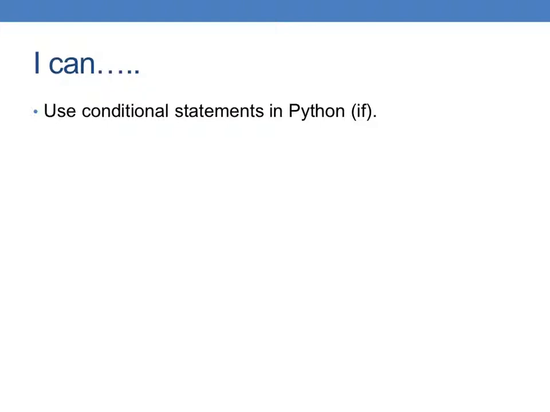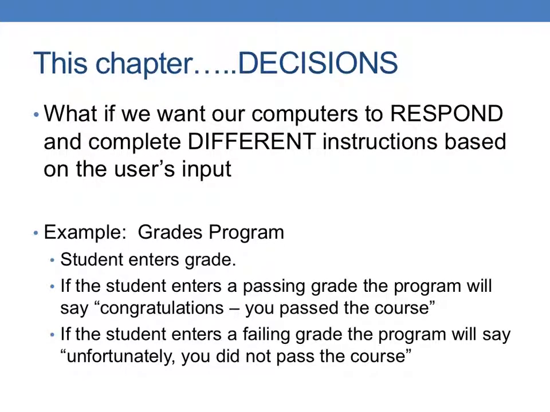So our goal by the end of lesson 2 is that you can meet the following learning target: that you can use a conditional if statement in your Python program. So not only explain to me what it is and how it works, but actually use it in a program to make something happen and to solve a problem. As I talked about in the previous lesson, this entire chapter focuses on the concept of decisions and the fact that we want our computers to respond differently depending on the user's input.